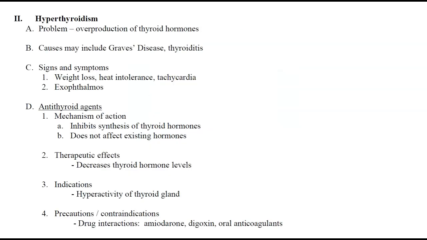There are different conditions affecting the thyroid gland. One of them is hyperthyroidism. The problem in hyperthyroidism is that the thyroid is overactive, so there's an overproduction of the thyroid hormones. The causes may include Graves' disease, which is an autoimmune condition causing hyperthyroidism or overproduction of thyroid hormone, and sometimes thyroiditis or inflammation of the thyroid gland.